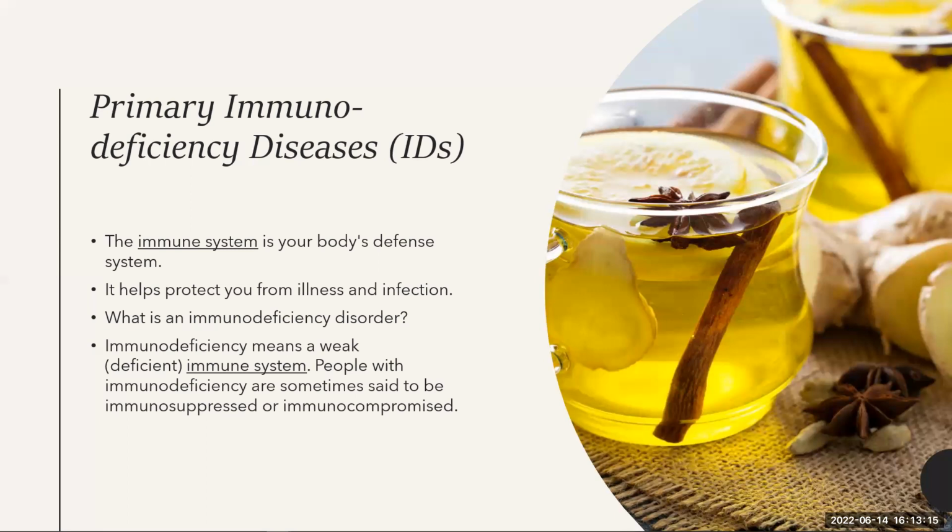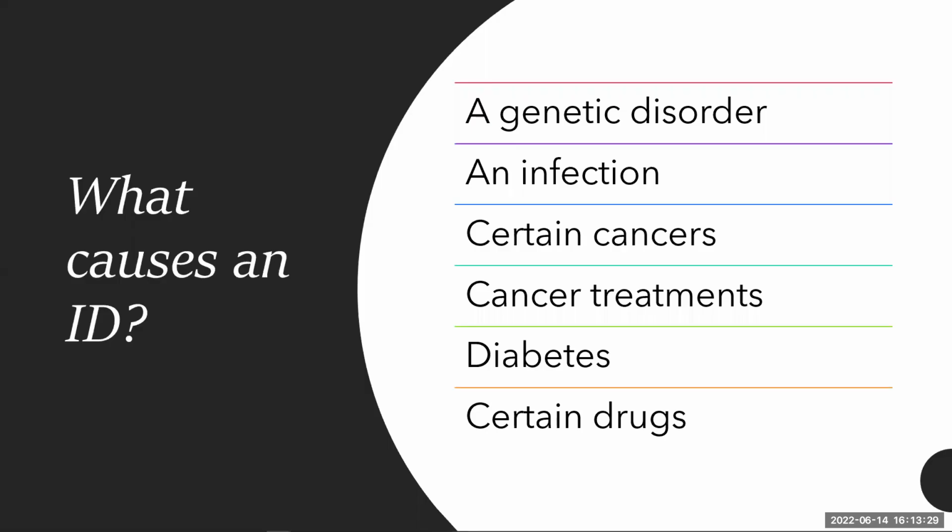Now, an immunodeficiency disorder means a weak or deficient immune system in some regard. And people with these are sometimes said to be immunosuppressed or immunocompromised. So what causes it? Well, there are a number of reasons, but they can be categorized according to 6 areas. One, a genetic disorder, an infection, certain cancers, treatments involved with the cancers, diabetes, and certain drugs. Let's see if we can break them down.